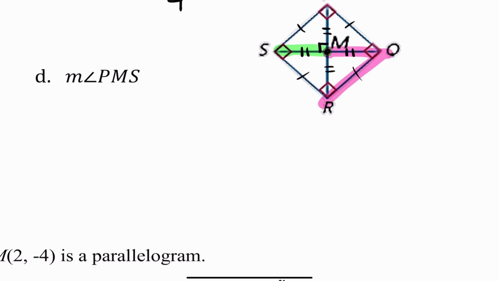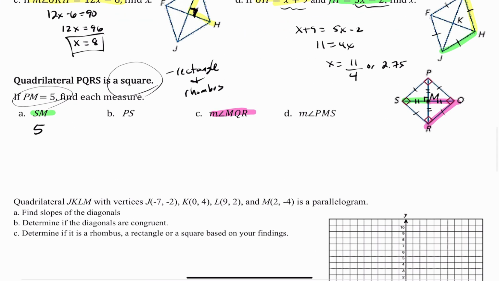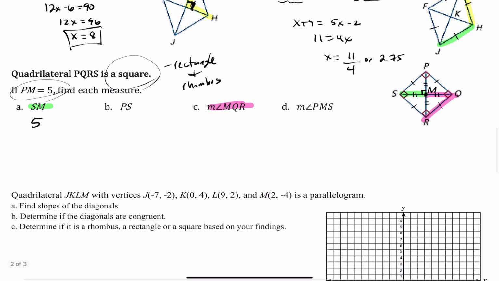Well, we know that the diagonals are angle bisectors. If this is 90 degrees and this is the diagonal, which is my angle bisector, it's going to split the 90 degrees into 2 congruent parts. So we have 2 congruent angles. The best way to do this is I take that full 90, divide that by 2, and that's going to give me 45 degrees. That is the measure of angle MQR.